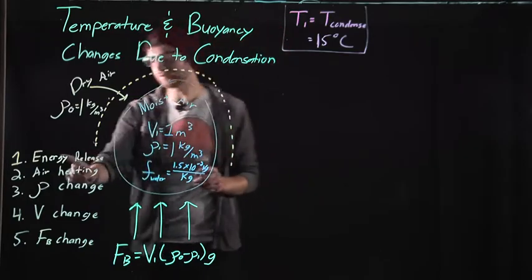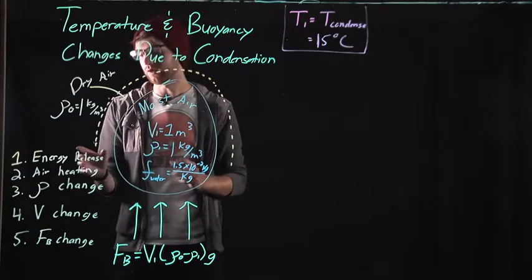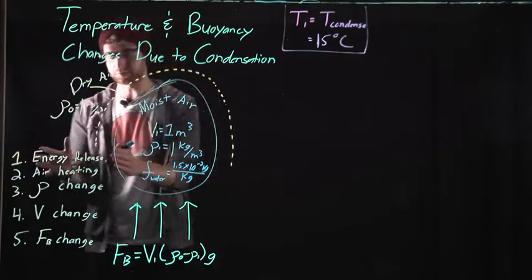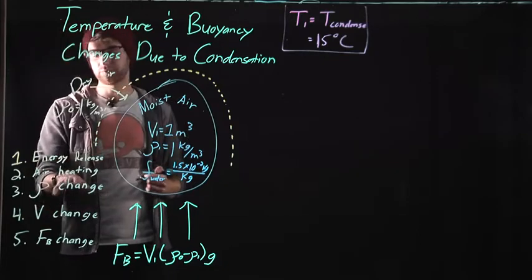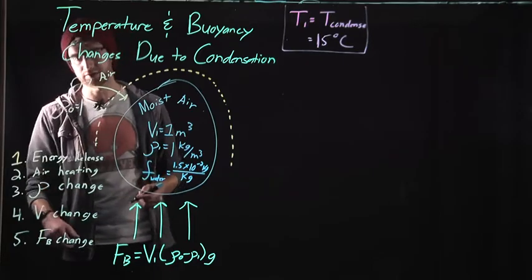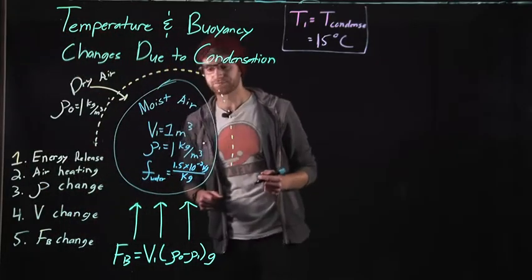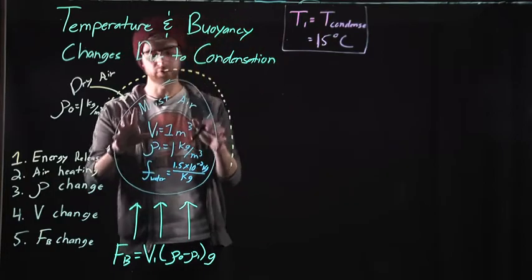We're going to solve this in 5 parts. We're going to look at the energy released due to condensation, how this could heat the air, the changes in density, the changes in volume, and then finally the change in the buoyant force. So let's say we have a moist parcel of air.